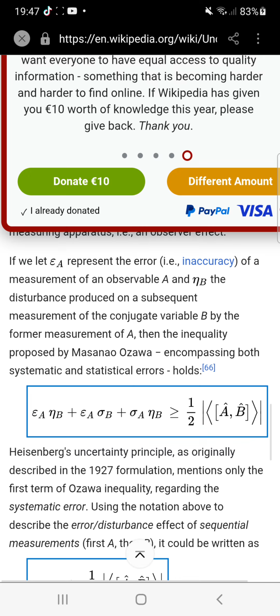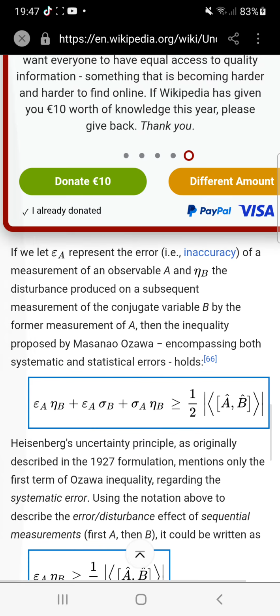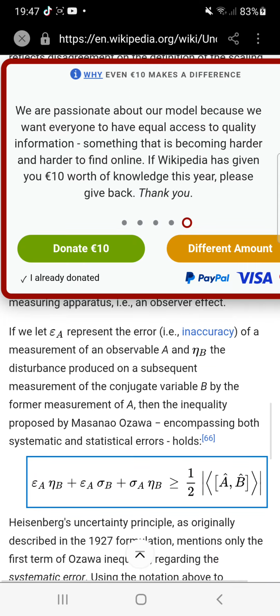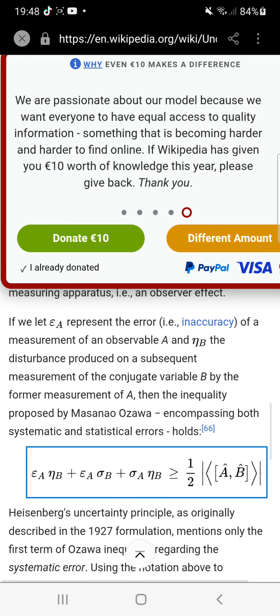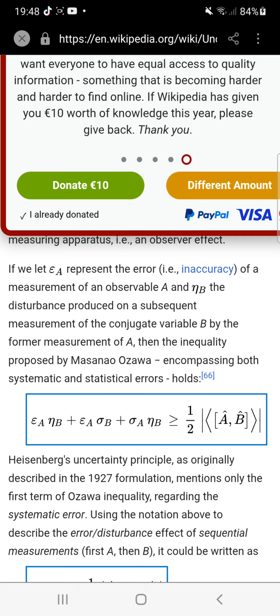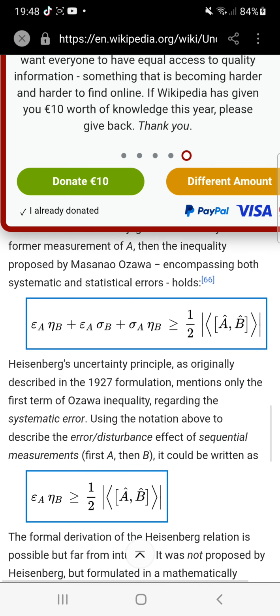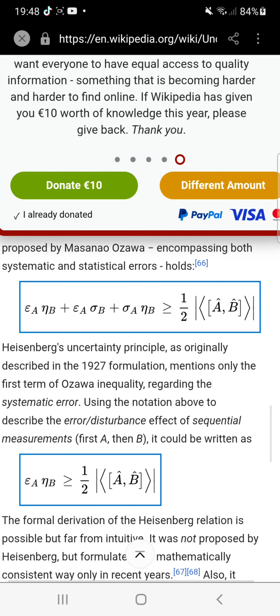If we let epsilon A represent the error, i.e. inaccuracy of a measurement of an observable A, and eta B the disturbance produced on a subsequent measurement of a conjugate variable B by the former measurement of A, then the inequality proposed by Masanao Ozawa, encompassing both systematic and statistical errors, holds.